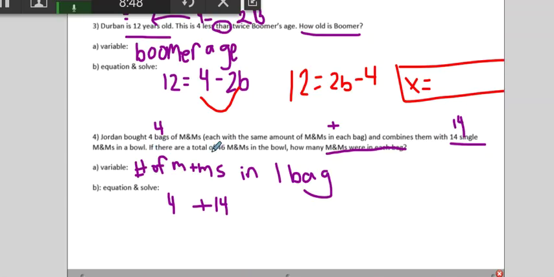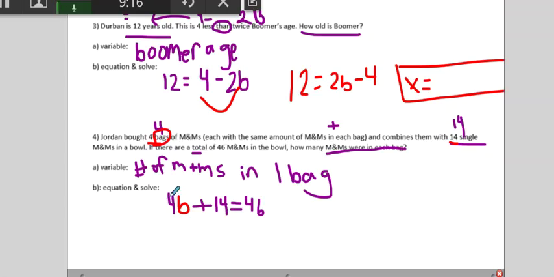Now it does say if there are a total of 46 M&Ms, so total is a very good indication that this is all going to equal 46. Total of 46 M&Ms in the bowl, how many M&Ms are in each bag? Well, which number referred to the bag? Was it the 4 or the 14? The 4 refers to the number of bags. So we're going to say 4 times B for bags plus the 14 singles, okay?